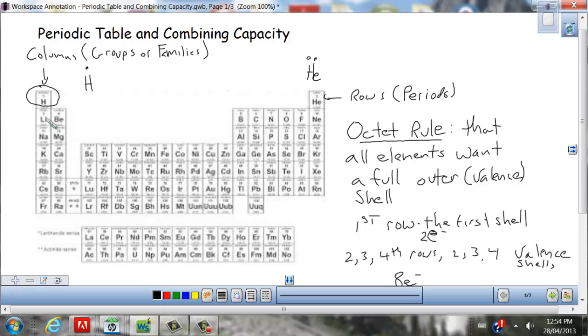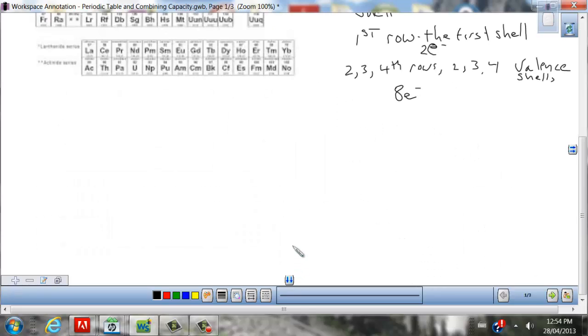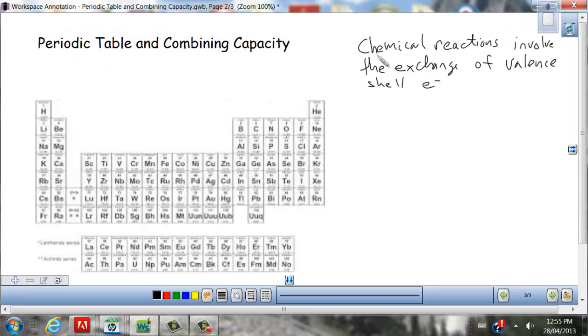When we get down to the second row, lithium also has only 1 electron in its valence shell. But if we look over here at neon, neon's in the second row, so the second valence shell can have a maximum of 8. And so what the octet rule tells us is all elements either want 2 or 8 electrons in their outer shell. So they're all trying to get this way. A chemical reaction involves the exchange of valence shell electrons. An atom can either 1, give them up, 2, take them, or 3, share them.